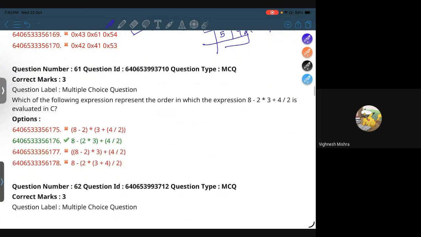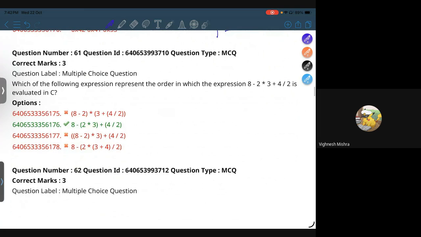Which of the following represents the order in which this will get executed? So 8 minus 2 multiply 3 plus 4 by 2. Multiply and divide have the highest priority. BODMAS follows here. So divide, multiply, and then addition, subtraction.